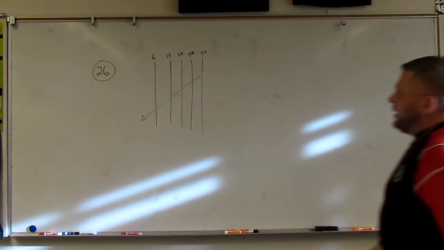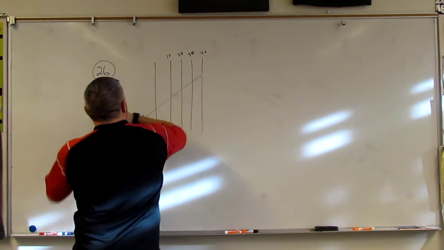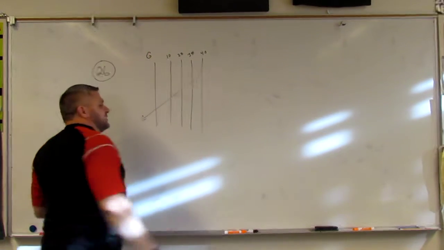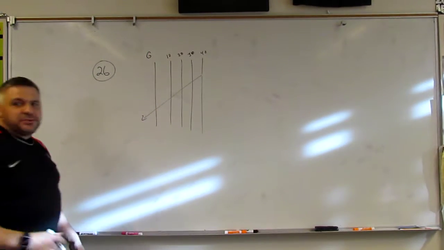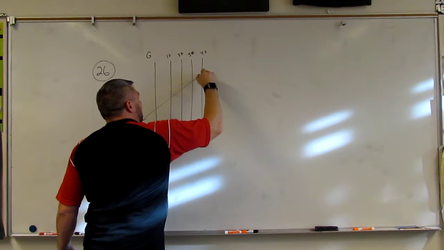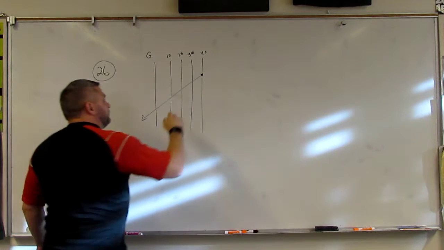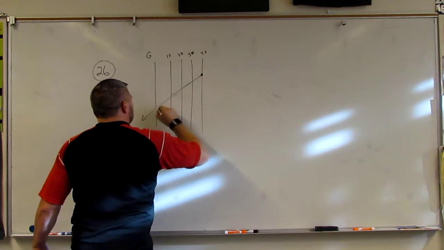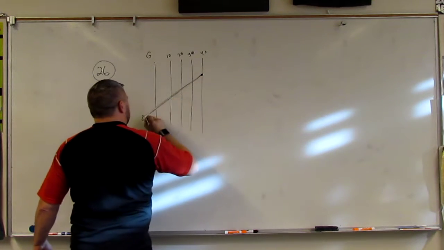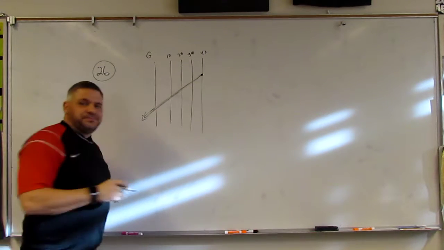We got a goal line. That's what this G is for. Okay? It's a football field. And somebody's running from the 40 to the goal line, and they're running straight. So they're running straight to the goal line.